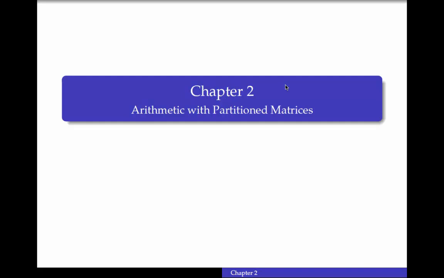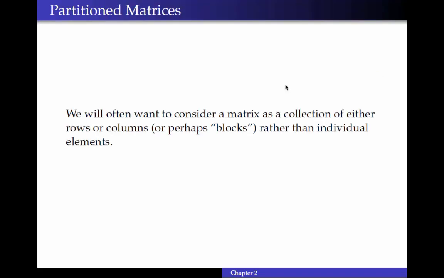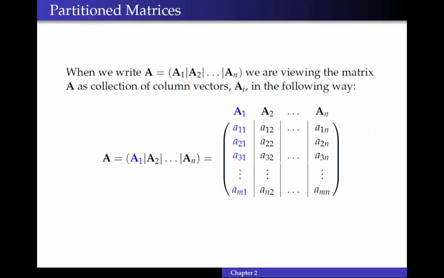Okay, so now we're going to talk about doing matrix arithmetic with partitioned matrices. What we'll often want to do is consider a matrix as a collection of either rows or columns or even blocks, which I'll show you in a minute, rather than individual elements. Oftentimes with rows, we're talking about observations. With columns, we'll be talking about variables. And we just want to specify a matrix by specifying what the rows are or what the columns are.